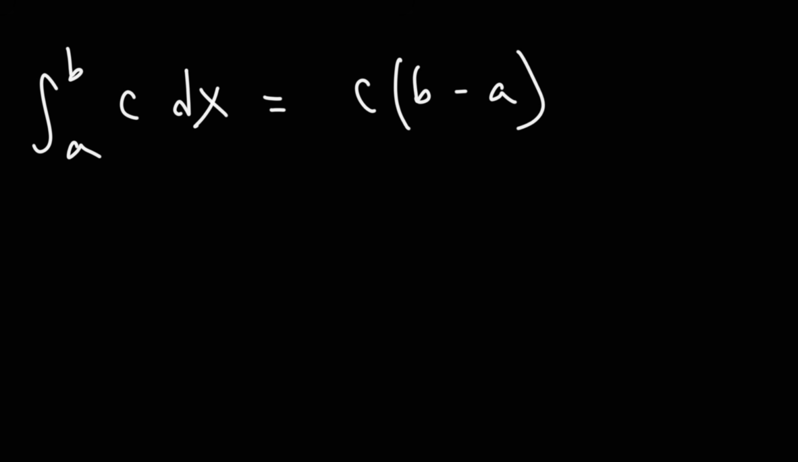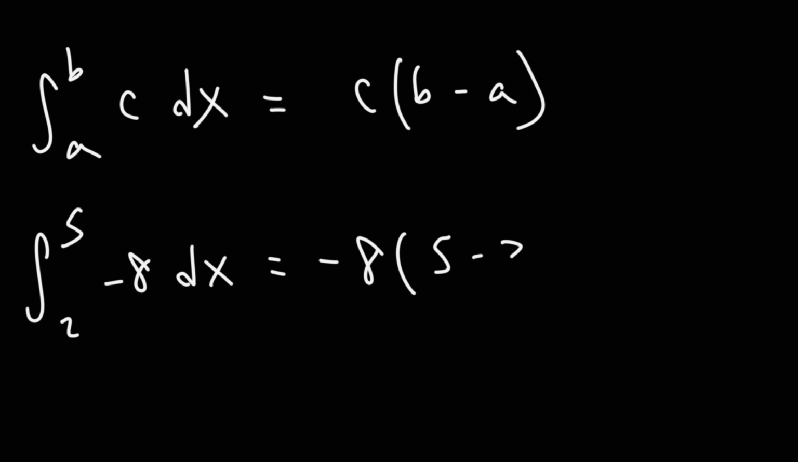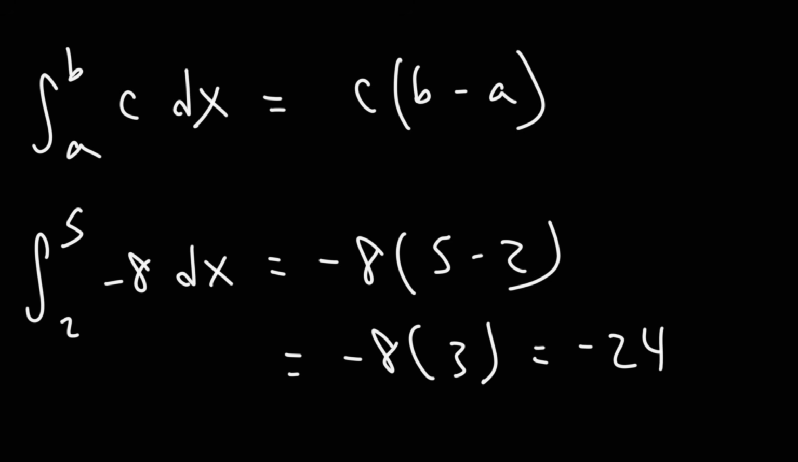The definite integral of a constant, where you don't have a variable like x or t, just a number, is going to be that constant times the difference of the limits of integration. So for example, let's say we have the definite integral from 2 to 5 of negative 8 dx. This is going to be negative 8 times 5 minus 2. So negative 8 times 3, that's negative 24.